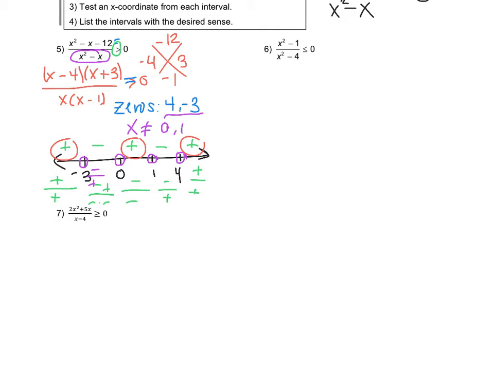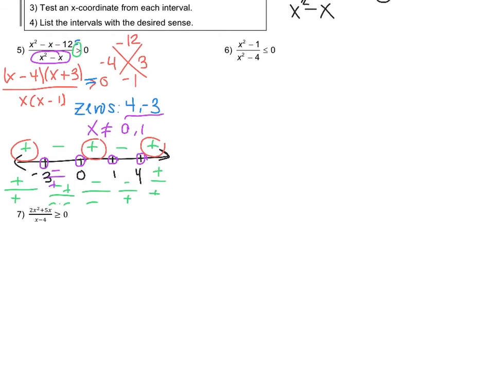Okay, so with number 6, again, I'm checking in the end to see when this whole function is less than or equal to 0. I need to first think about the zeros of this rational expression, which would be when the numerator equals 0. This needs factored. So again, the first thing I'm going to do is factor. If you look at the numerator and denominator, these are both differences of squares. X squared minus 1, x squared minus 4.